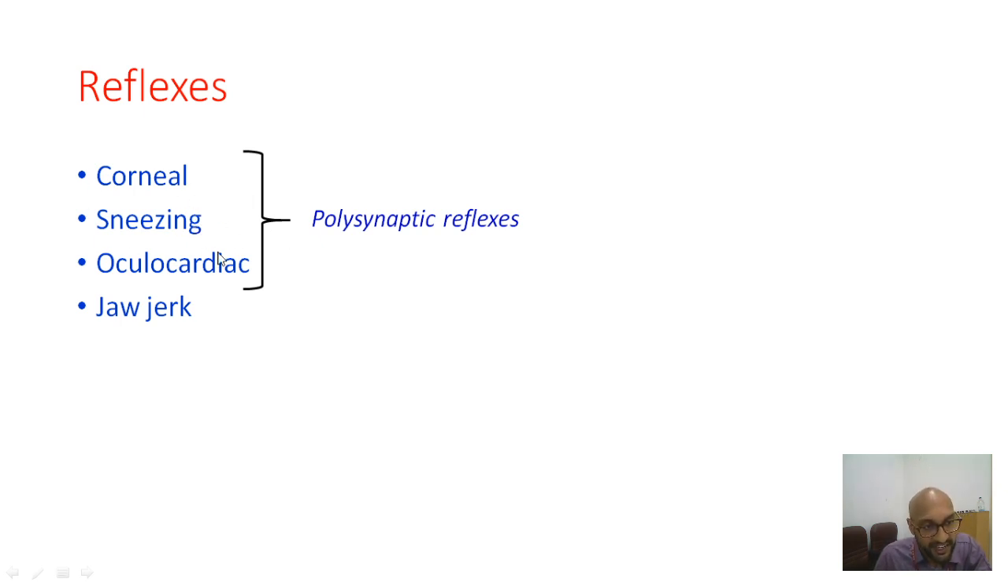If there is an irritation in the area of the nose or the nasopharynx, you start sneezing. So that is also mediated by afferents from the trigeminal nerve. The oculocardiac reflex is an interesting reflex because if you apply deep pressure on the eyeballs, that can lead to the stimulation of the vagus and a slowing of the heart.